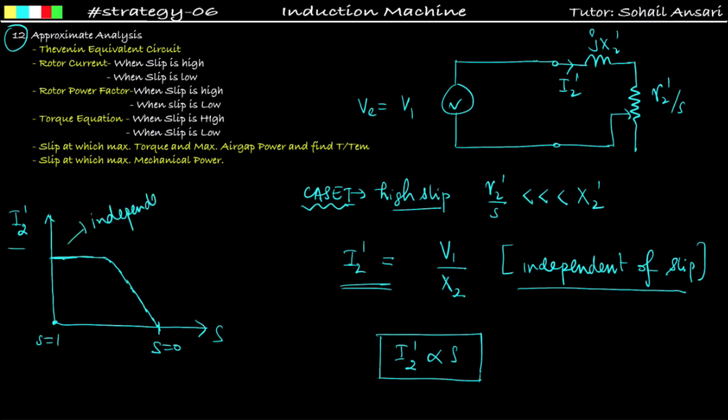At higher slip, it is independent of slip, and at lower slip, I am talking about this region, this is slip 0.1, 0.2, this is the lower slip. So at lower slip, I2 dash is directly proportional to slip. When you decrease the slip, the value of I2 dash will also decrease. So this is the graph between I2 dash and slip.